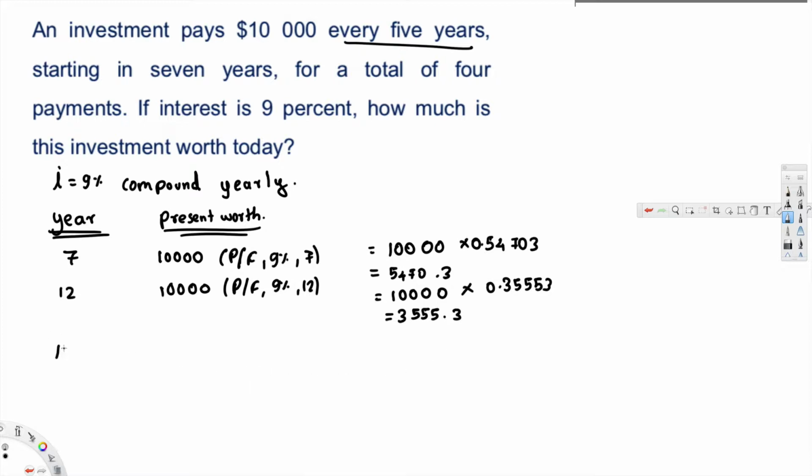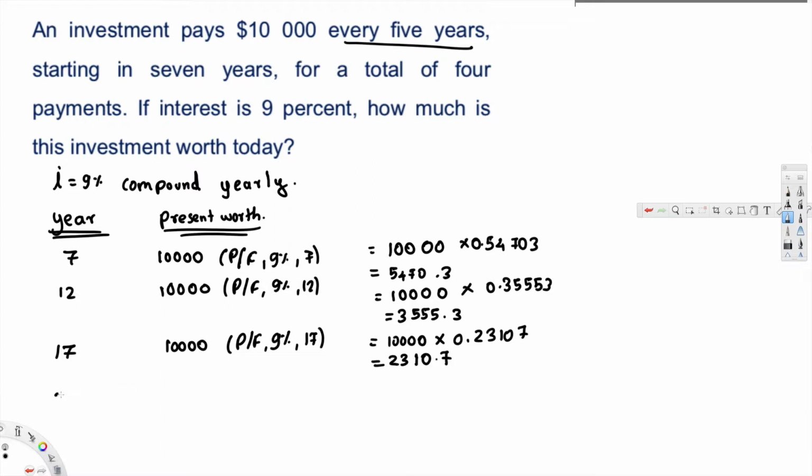Now 12 plus 5 is 17. Here it's going to be 10,000 times the present factor at 9% for 17 years. If you look at this value on the table, that's 0.23107, and that is equivalent to 2,310.7.